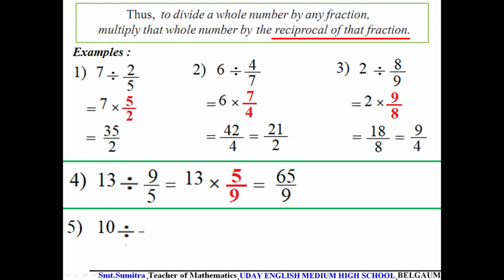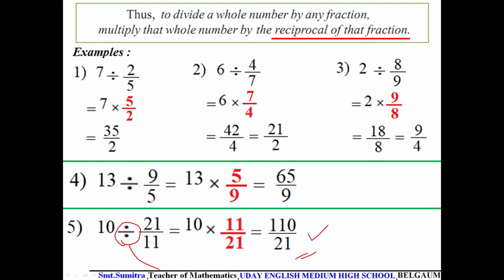One more example, 10 divided by 21 divided by 11. This is written as multiplication, then its reciprocal is to be taken. Let us see. 10 into 11 upon 21, this is 110 upon 21. Hope this is clear to you. Division is converted into multiplication, then we have to take its reciprocal. These two you remember.